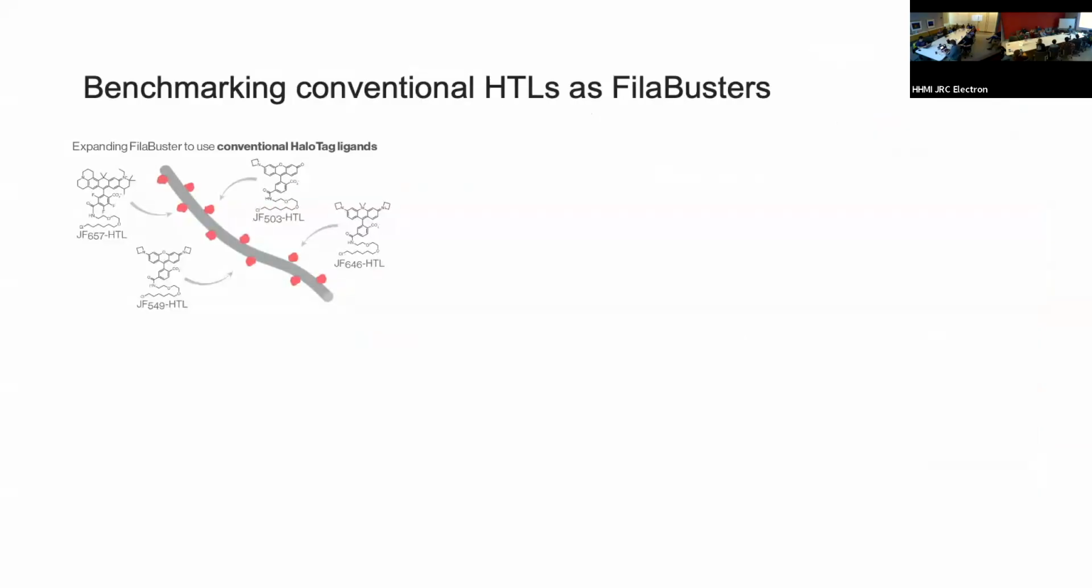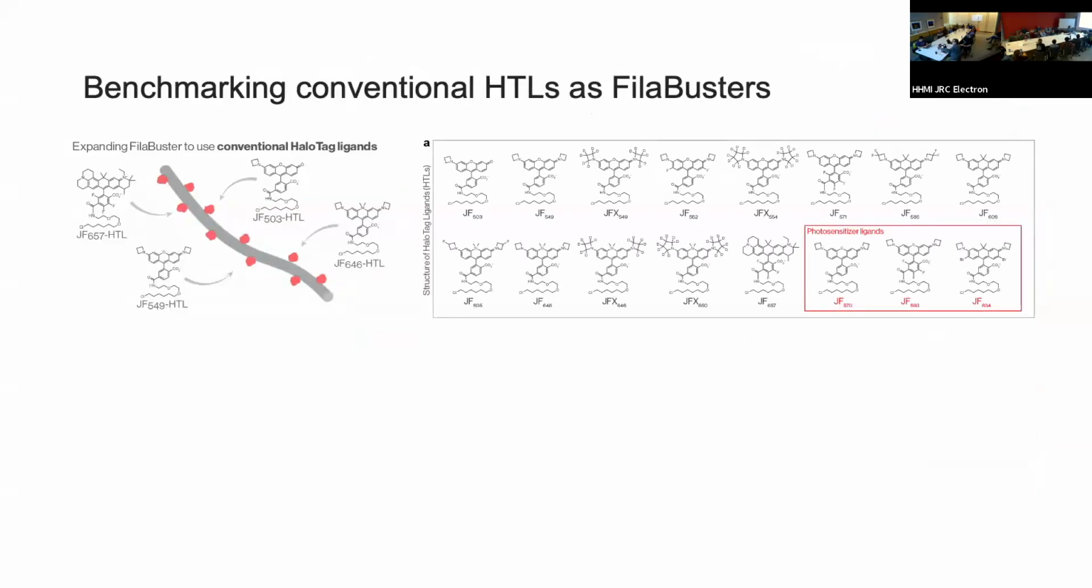657 worked, so let's just throw everything at it, which is what I did. Here is a cross-section of some of the dyes that Luke has generated. There's too much information to process here, but the important point to note is these run the spectrum from 488 excitable dyes to far red laser excitable dyes.